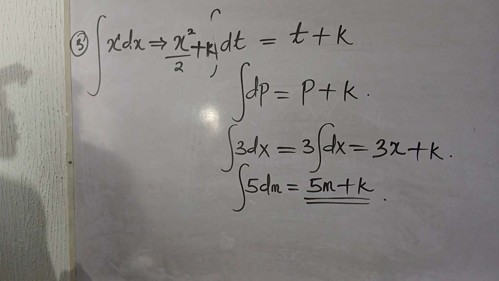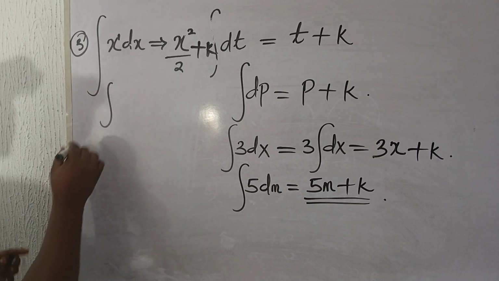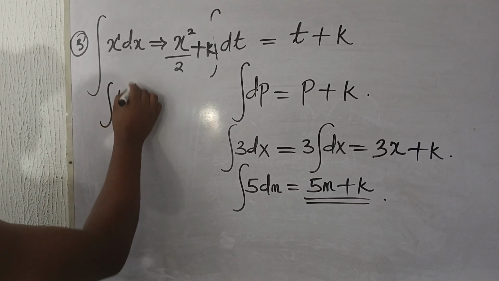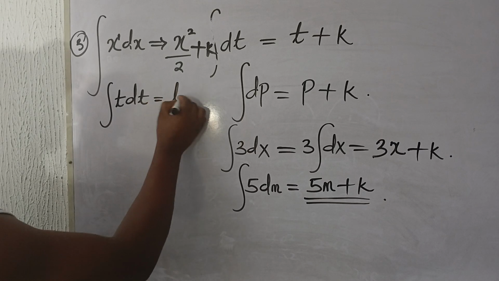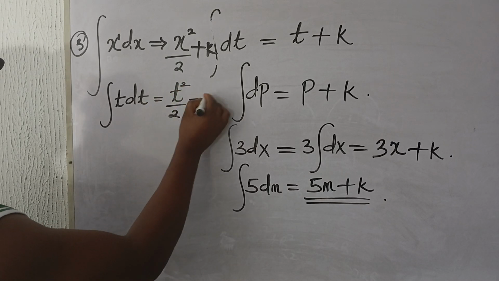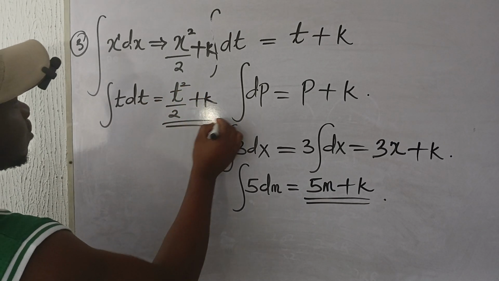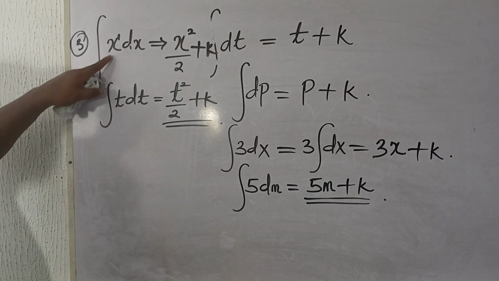So if you are asked in exam to integrate t dt, what are you going to have? t squared over 2 plus your constant of integration. Take note of that, a variable.